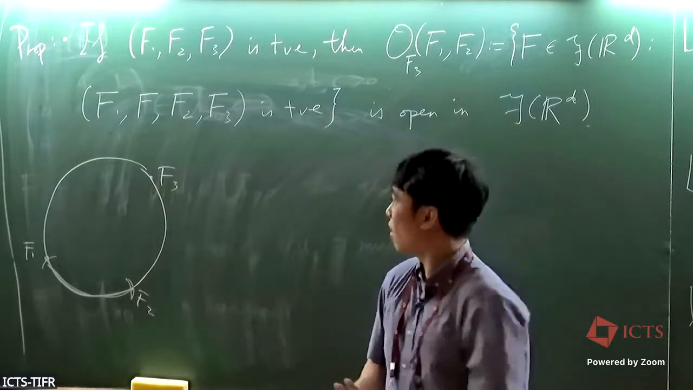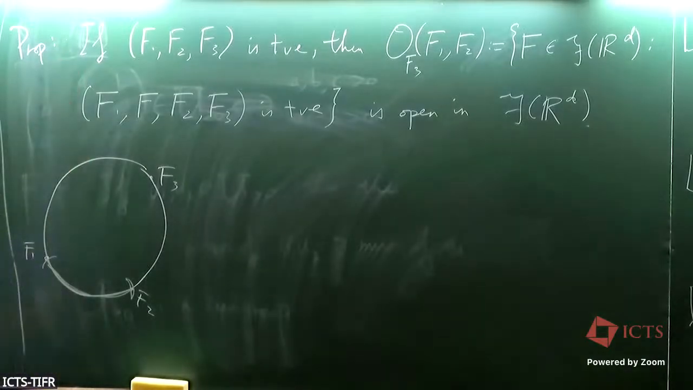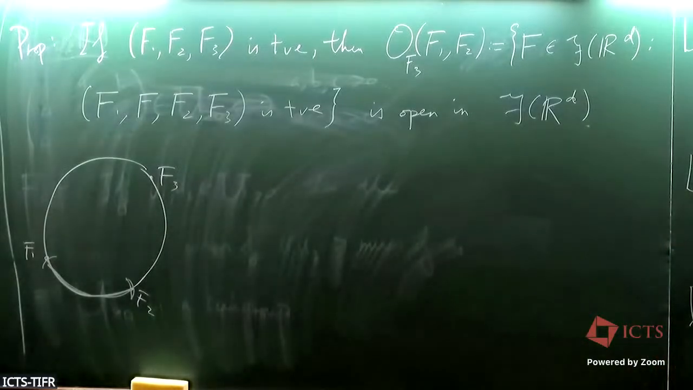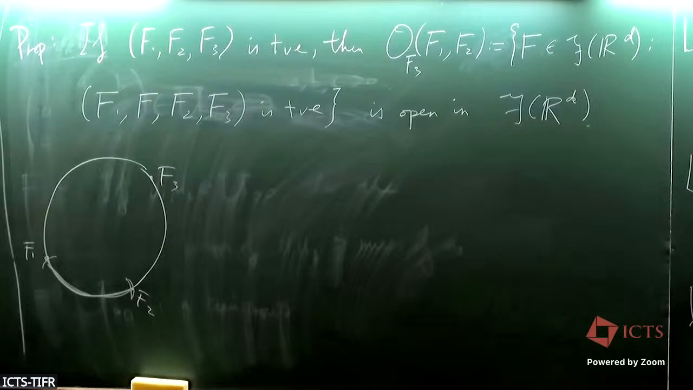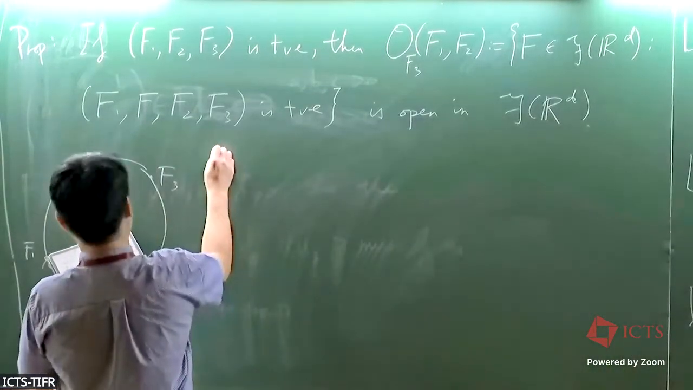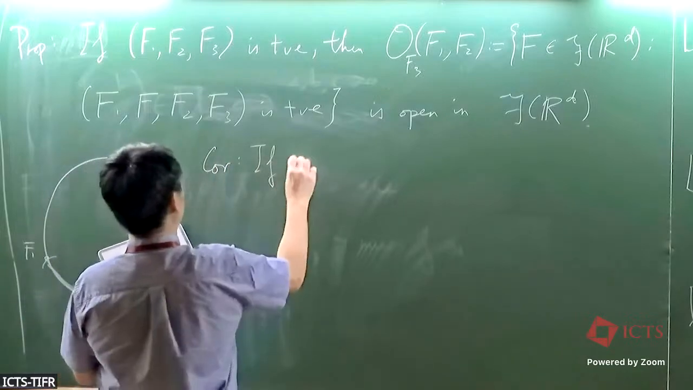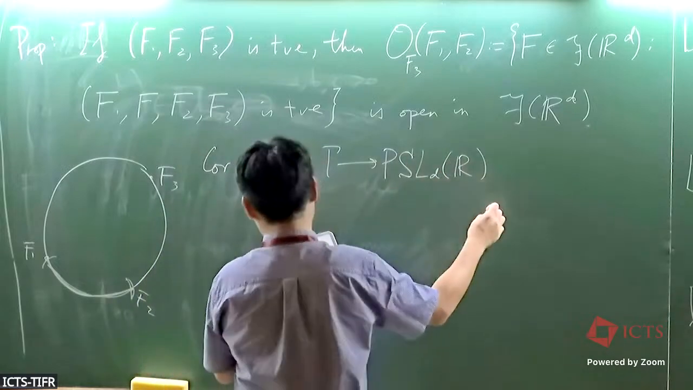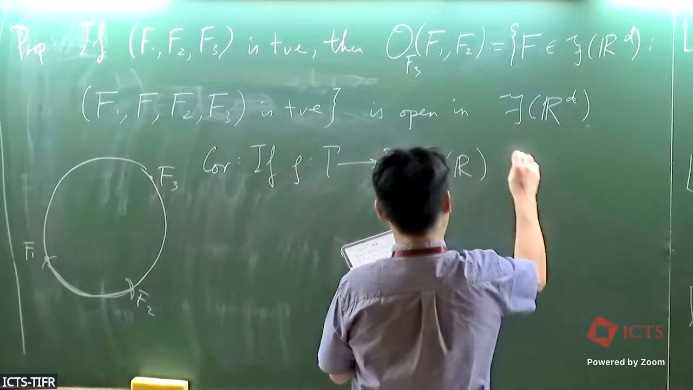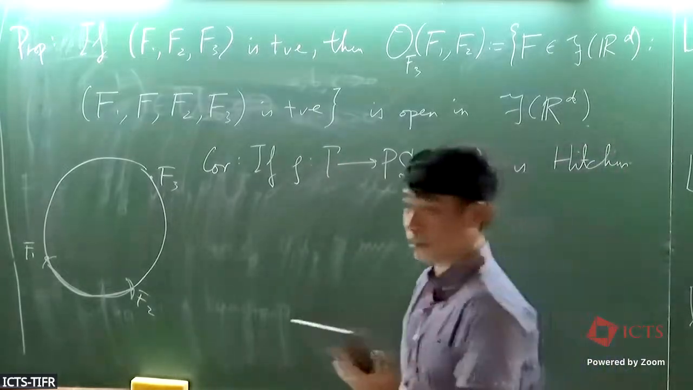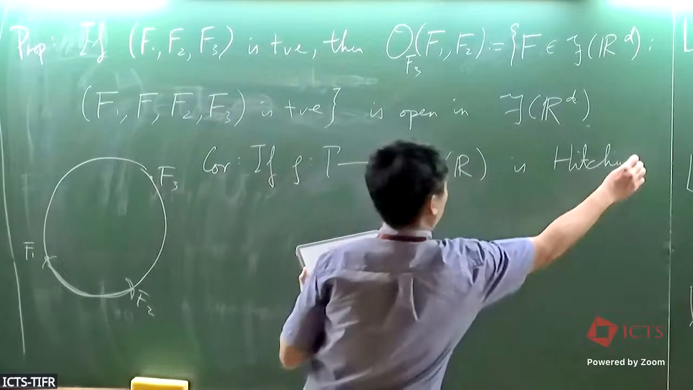So as a consequence of this, the fact that you can control open sets in your flag manifold by just points along the limit curve allows you to prove that you have k transverse. Let me write this as a corollary. Corollary: if rho from gamma to PSL(d,R) is Hitchin, where gamma here is any function group, then rho is k transverse.